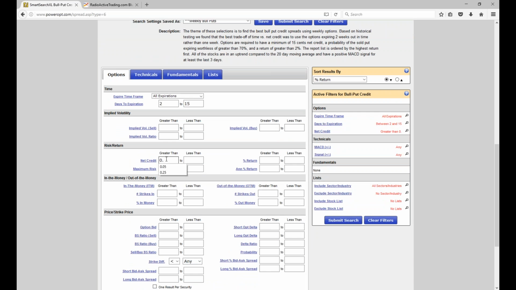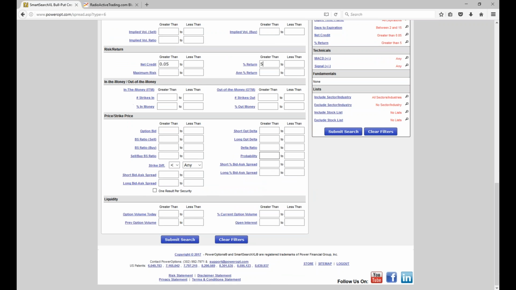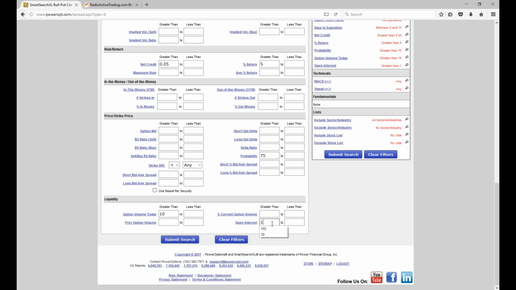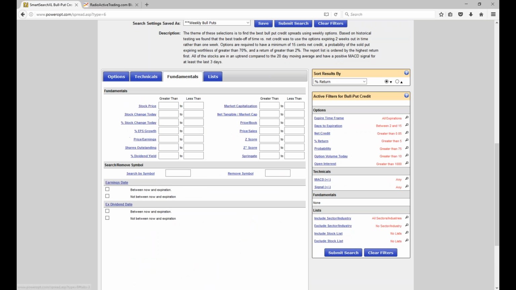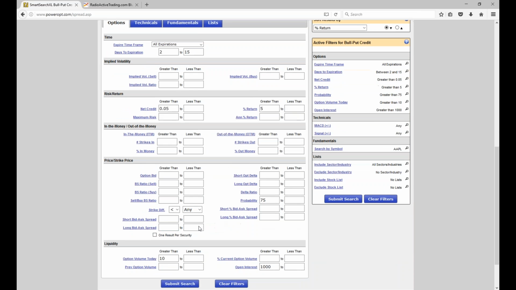Net credit was 5 cents. Return was 5. Oh, sorry, folks. Probability was 75. What am I missing, folks? Nope, that's it. Now let's say, though, you wanted to make sure that you saw at least 10 contracts traded today, and you want an open interest of at least 1,000. But remember, I only wanted to look at Apple. So now I go to the fundamentals there, type in AAPL. There we go. Okay, so all of those spreads that we saw, the 140 to 138, oh, my apologies. Strike difference, that's the one I forgot, folks, equal to 2.